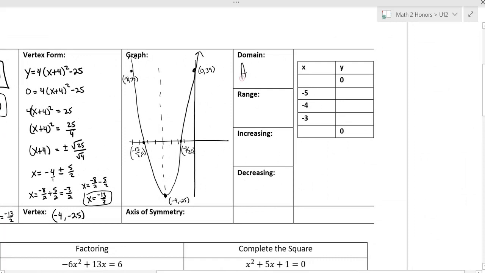Domain is all real numbers. It's not a word problem. Range is all y values bigger than or equal to negative 25. It's increasing when x is greater than negative 4. Decreasing when x is less than negative 4.